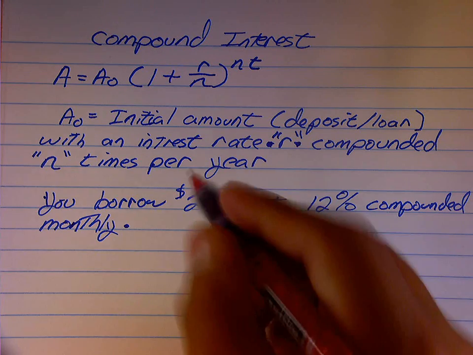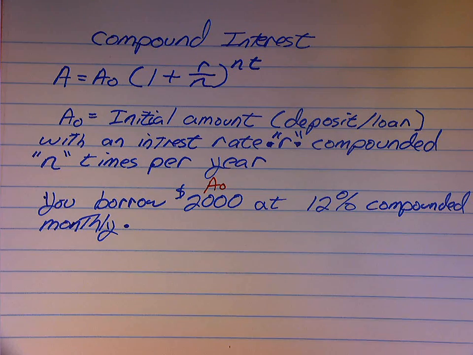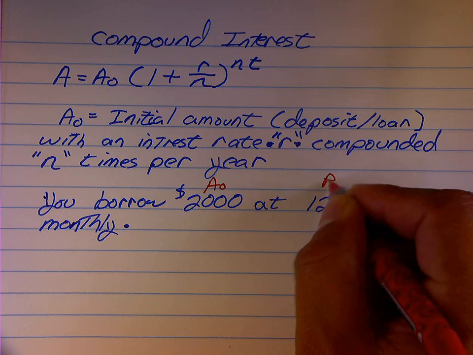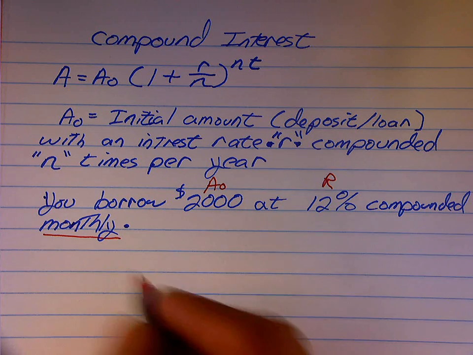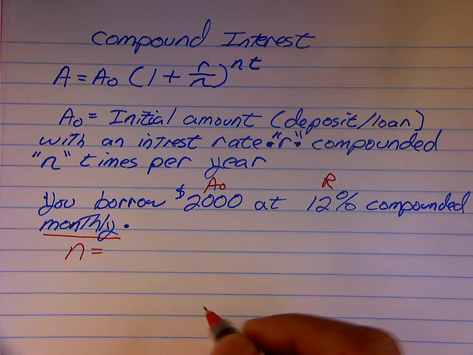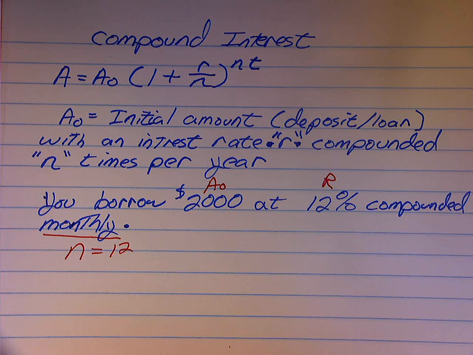So, that's my A naught. I need to determine my rate. Well, this is big R here. If you know big R, clearly you know little r. And last but not least, you need to determine n, and n is the amount it is compounded per year. In this case, if it's compounded monthly, we know that n equals 12 because there are 12 months in a year.